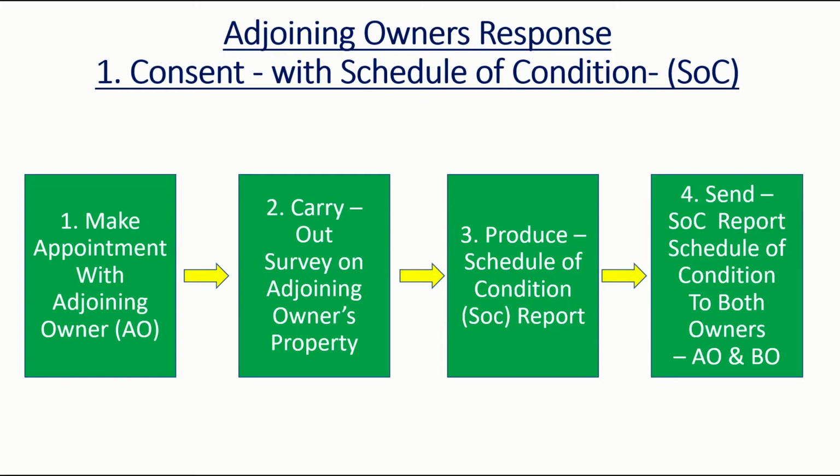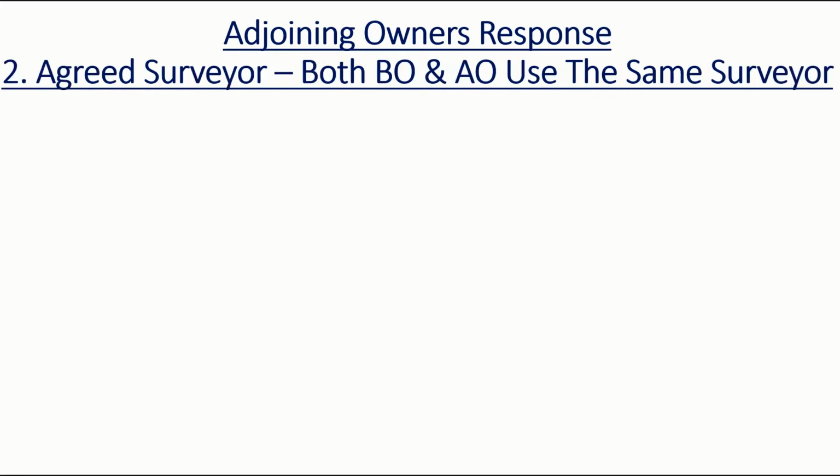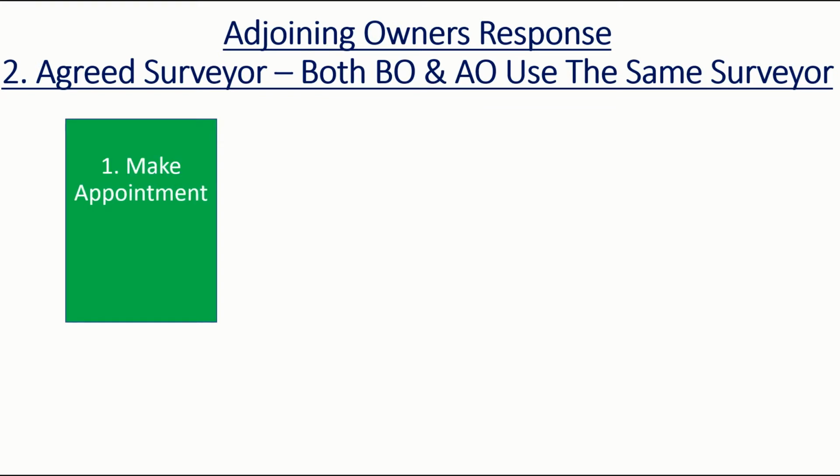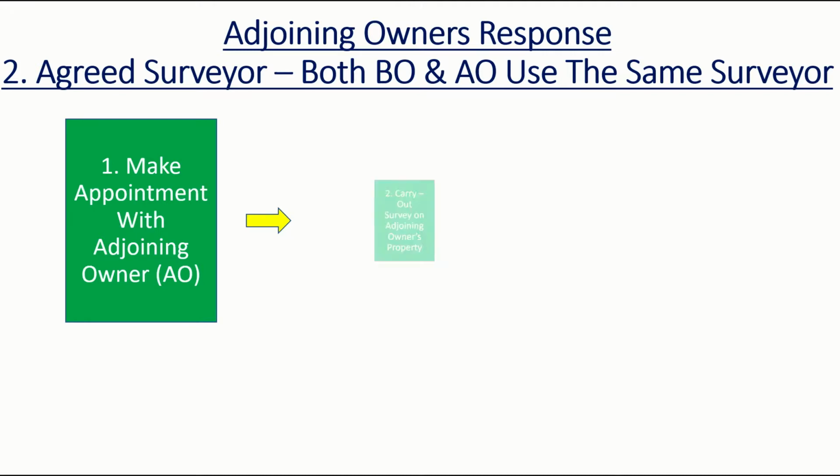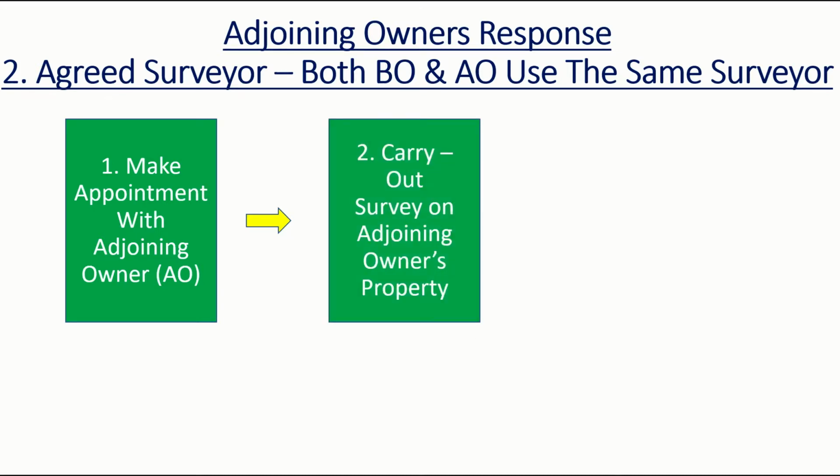If the adjoining owner selects the agreed surveyor option, whereby the same surveyor acts for both building and adjoining owners, this is permitted under the Act on most occasions, apart from where the works are basement works. The process is as follows. We will make an appointment with the adjoining owner to inspect their property. We will carry out a survey of their property to notify its pre-existing condition. This is largely a photographic survey.